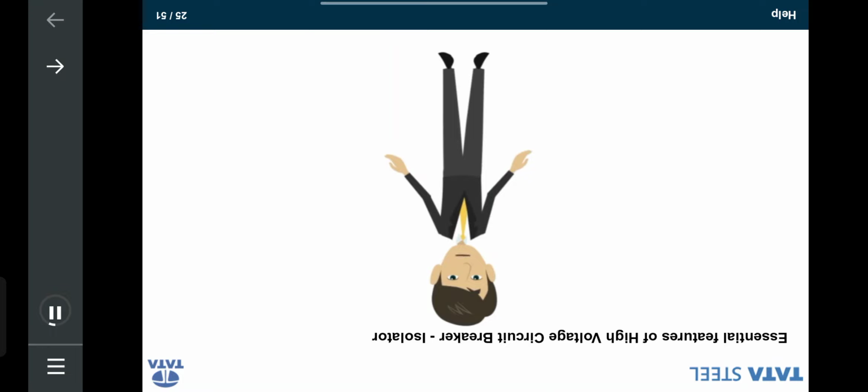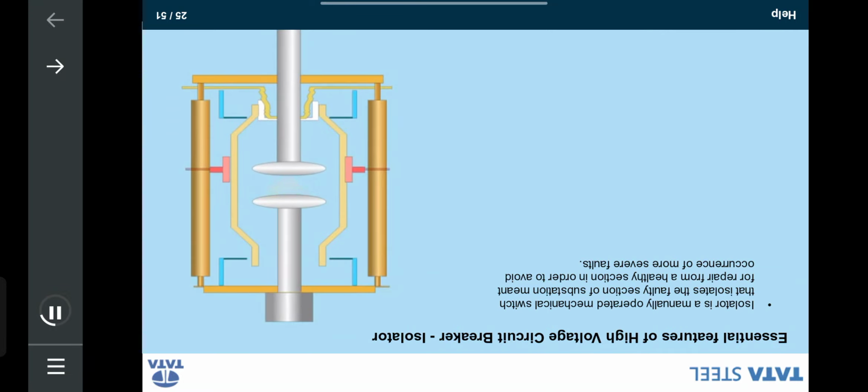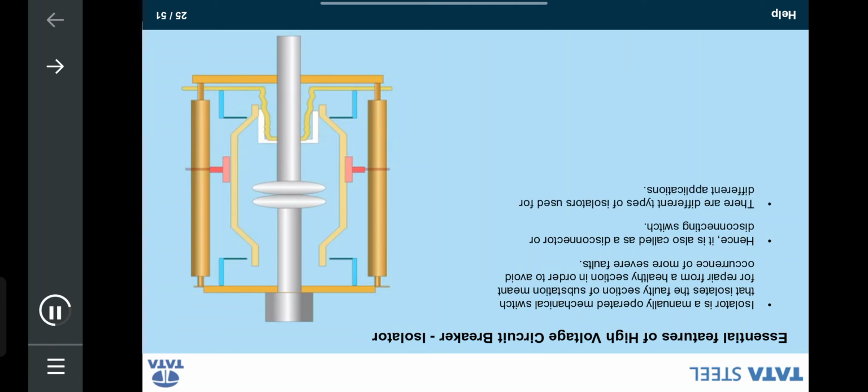Isolator is another important part that we need to discuss about. Isolator is a manually operated mechanical switch that isolates the faulty section or the section of a conductor or a part of a circuit of substation meant for repair from a healthy section in order to avoid occurrence of more severe faults. Hence, it is also called as a disconnector or disconnecting switch. There are different types of isolators used for different applications such as single break isolator, double break isolator, bus isolator, line isolator, etc.